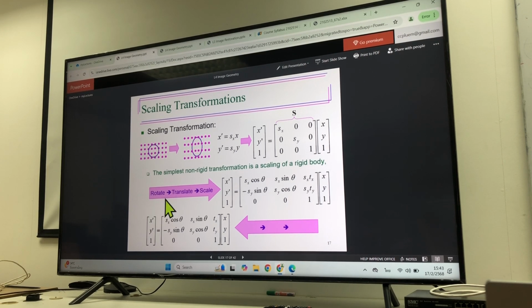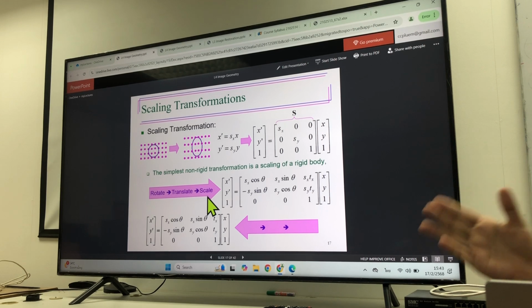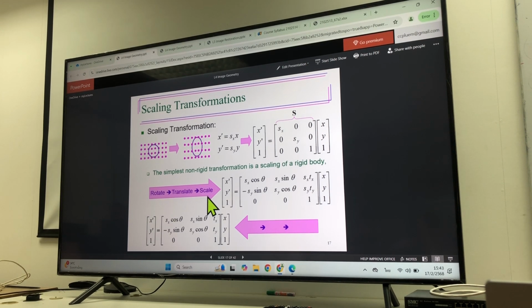So if you do rotation first and then translation, which is what we had earlier, and then you do scaling, that means you multiply in the front by the scaling matrix, and this is the transformation matrix you get. The question is, if you want this, what do you have to do first, second and third?